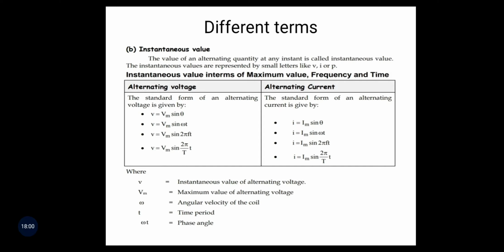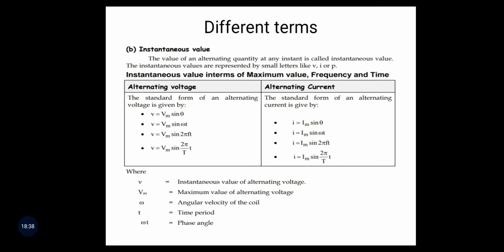Instantaneous value. What is instantaneous value? The value of an alternating quantity at any instant is called the instantaneous value. Instantaneous values are represented by small letters like small v, small i or small p, for alternating voltage or alternating current.